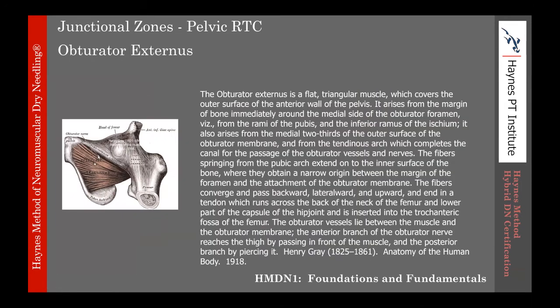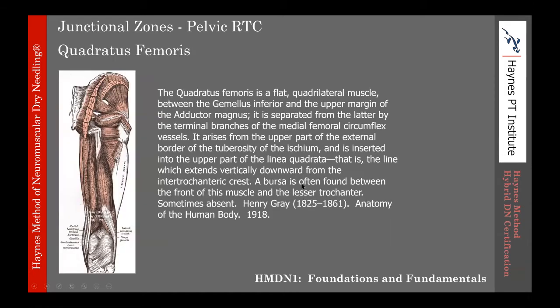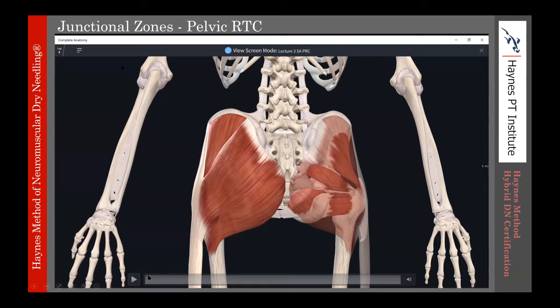Again, I do have all of the information from Gray's Anatomy on there with the original pictures if you want to take a look at that. But let's look finally at our three-dimensional anatomy. Okay, so let's move into 3D anatomy of the pelvic rotator cuff. Here we'll look at the gluteus maximus, medius, minimus, tensor fascia lata, piriformis, the superior and inferior gemellus, the obturator internus and externus, and quadratus femoris.